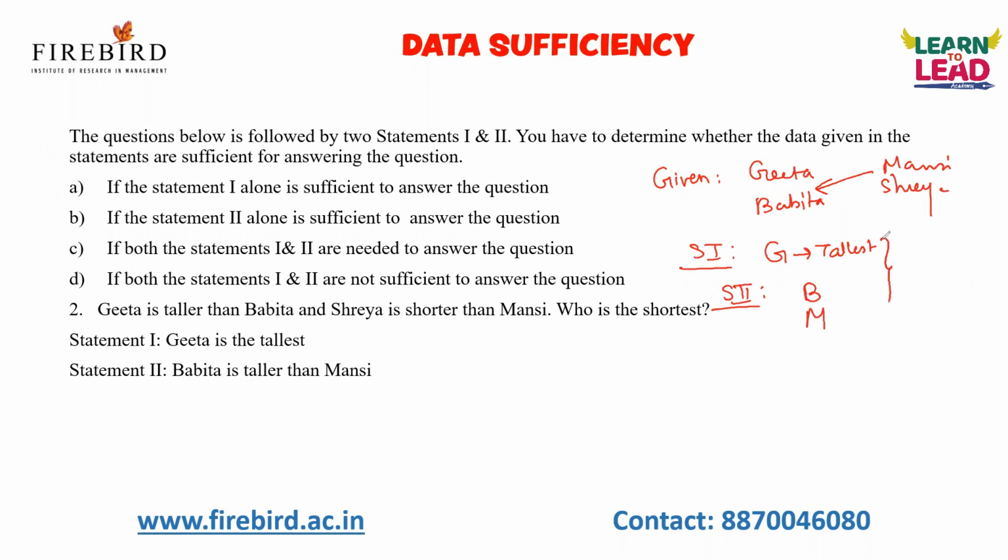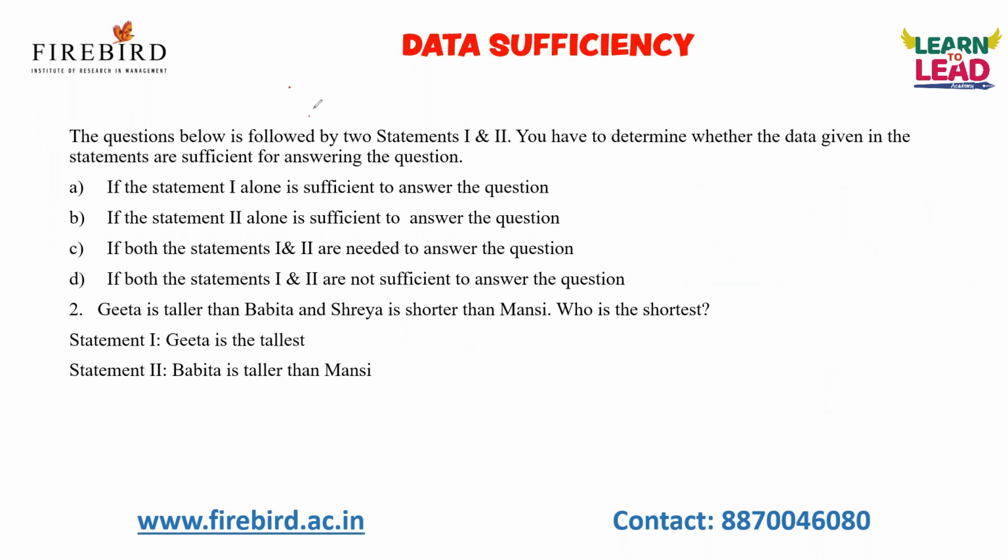If I combine both the statements, Geeta is the tallest, Babita is taller than Mansi, and Shreya will be the shortest. If you combine both the statements, you can get the answer easily. So option C is your answer. Now let us move to the next question.